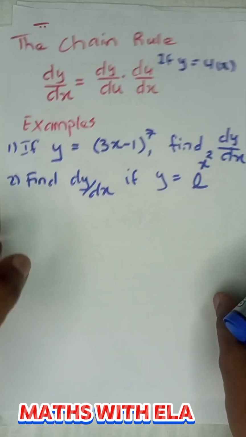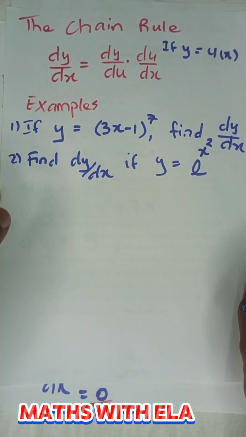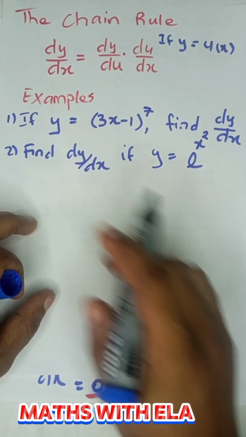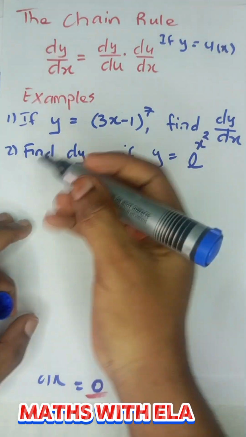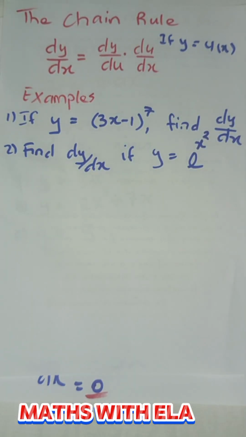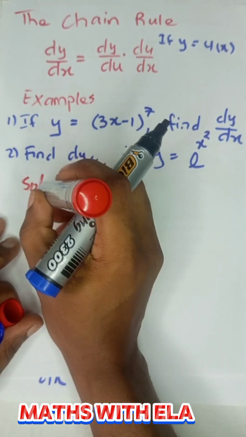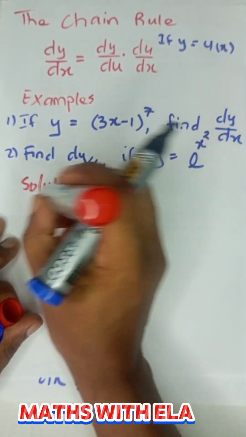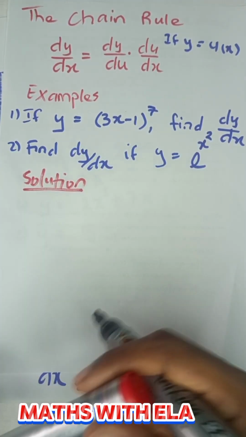So this is what we call the chain rule of differentiation, and we are going to illustrate this using an example or examples. So we have two examples. If y is equal to (3x minus 1) all raised to the power 7, find dy by dx. So that's the first example we have there. Solution.